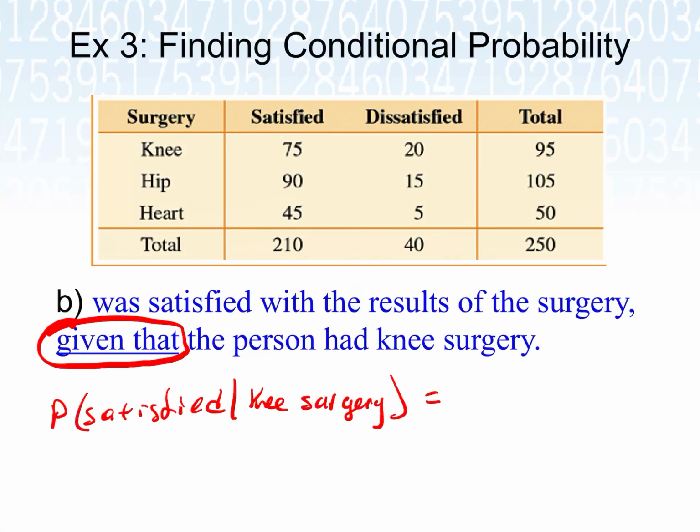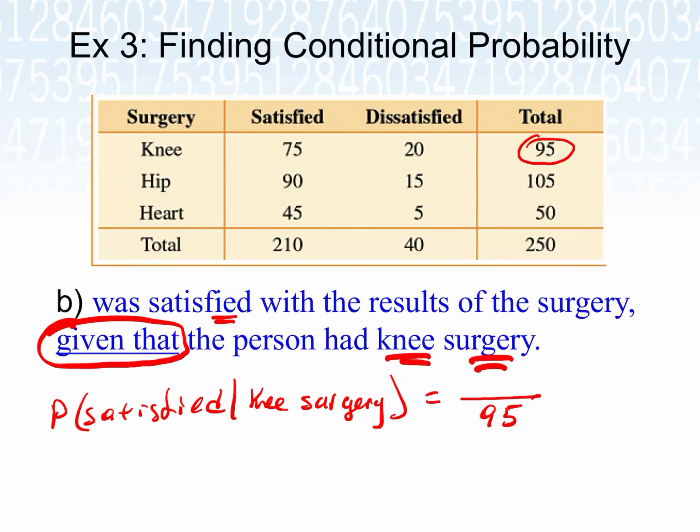Okay, well remember, all the condition does is adjust the total. So we're not dealing with all 250 people this time. How many people had knee surgeries? 95, right? Now, this is where it's a little tricky because we're still looking at satisfied, but we're not concerned about all the people that were satisfied because we've already limited it. We're just talking about those that had knee surgery.